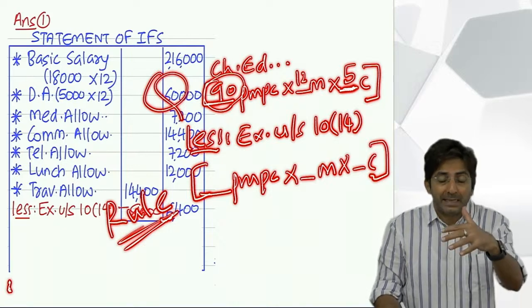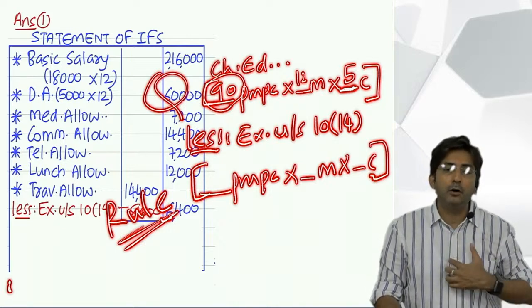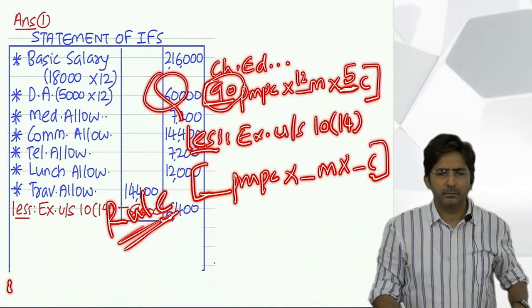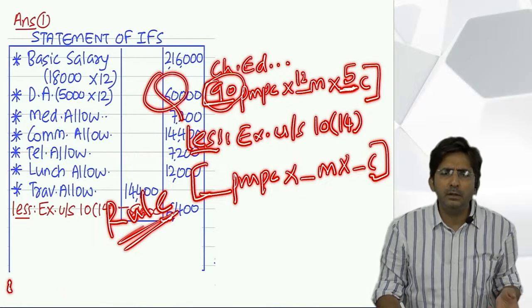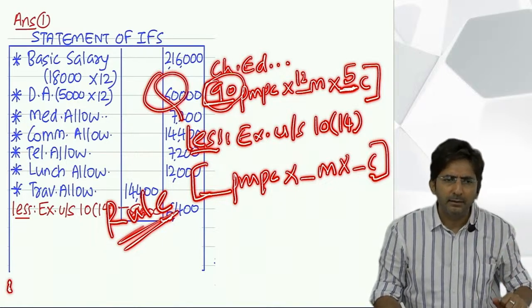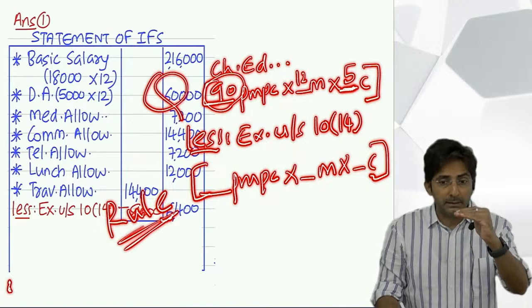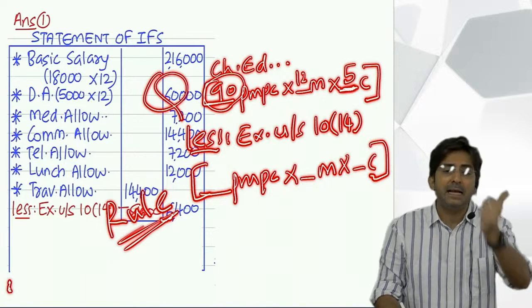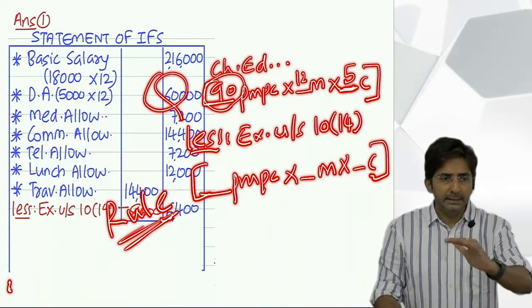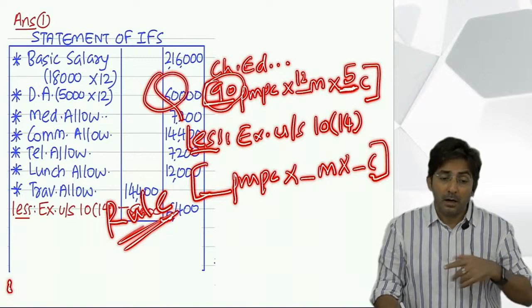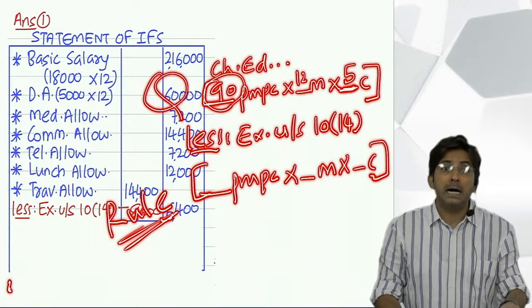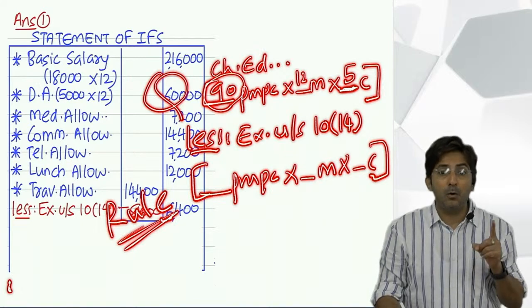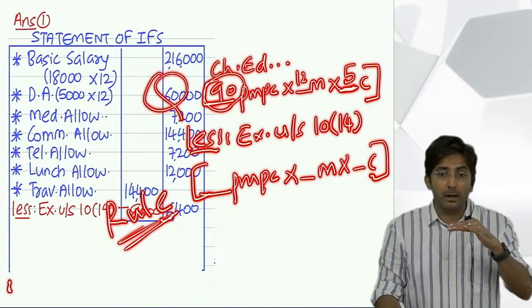See, 100 is maximum. What do you mean by maximum? If government says maximum will allow you to exempt 100, but if someone says I got only 90, then exempt full 90. So whenever I say maximum, it means it cannot be more than that. If it is less, then take less. In Hindi I say like this: Kam ho to kam lo, zyada ho to limit mein raho.